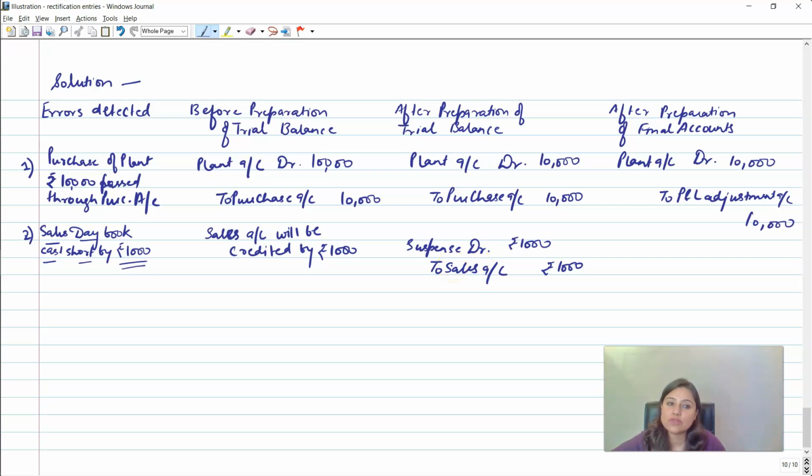Now in the case of after preparation of final accounts, as we've already discussed, once the ledger accounts are closed and final accounts are prepared, we cannot make entries in the ledger accounts. So all the rectification entries need to be done through the P&L adjustment account. So therefore here also we would be referring to the suspense account.